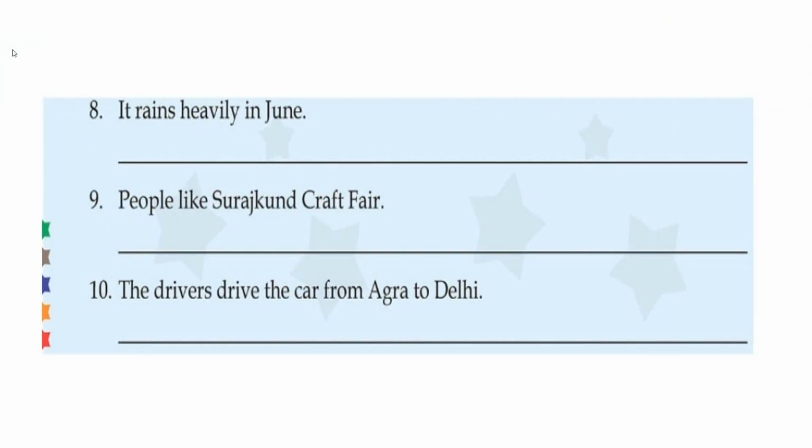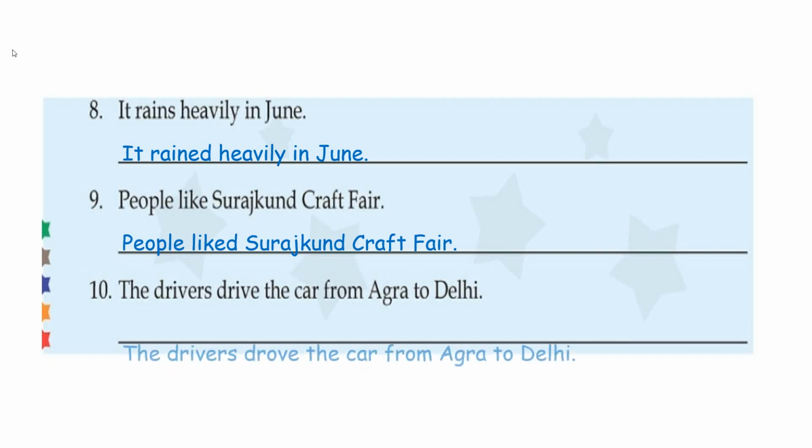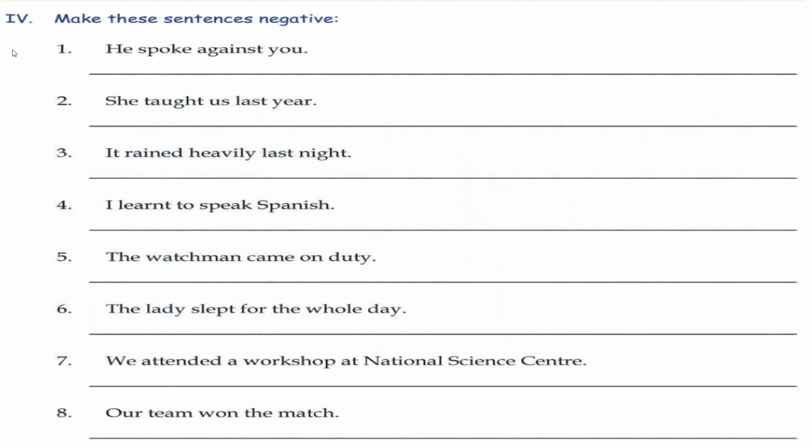It rains heavily in June. It rained heavily in June. People like Surajkund Craft Fair. So people liked Surajkund Craft Fair. The drivers drive the car from Agra to Delhi. So the drivers drove the car from Agra to Delhi.